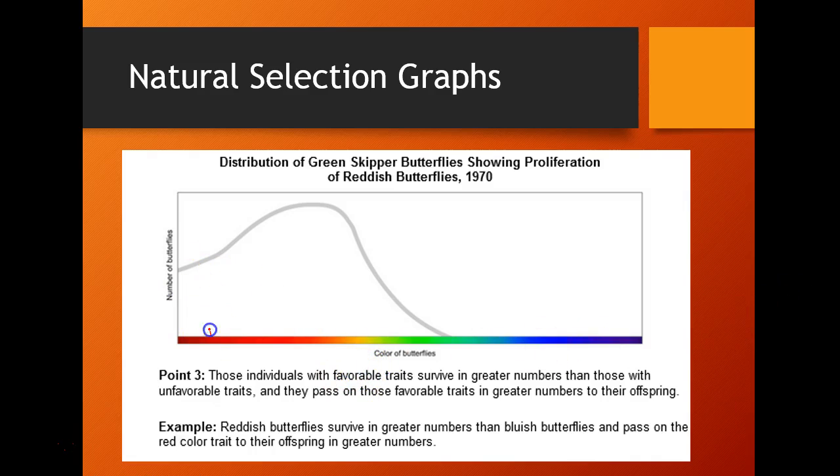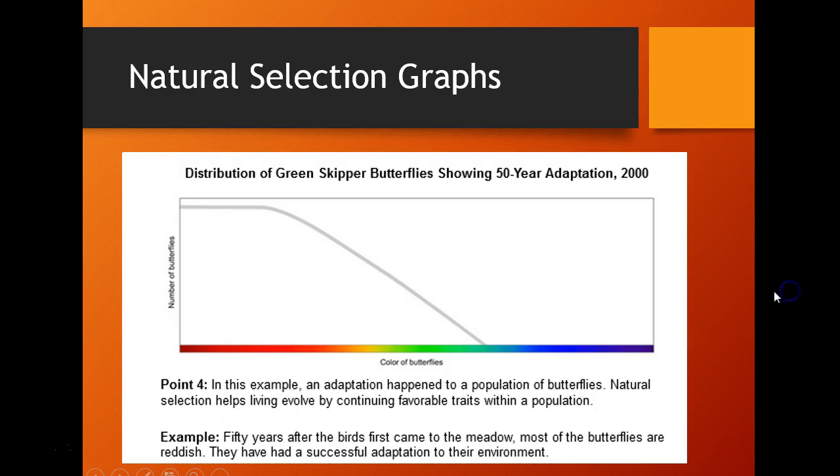And we see that continue to happen, where we see an increase of red, a decrease of blue, and a shift overall in that direction, because we also see a decrease in green. Until at the end, we see almost exclusively all red, and then we don't see any blue. And so this is considered an adaptation. Why? Because these red butterflies are able to survive and reproduce because of their color. Okay, so it's a characteristic that helps them with that.